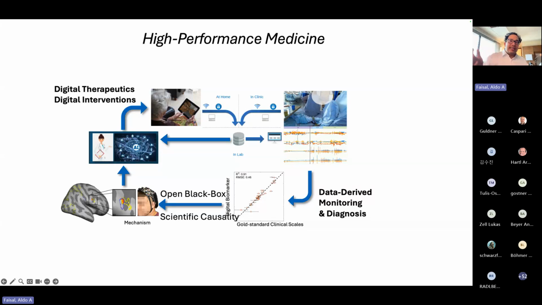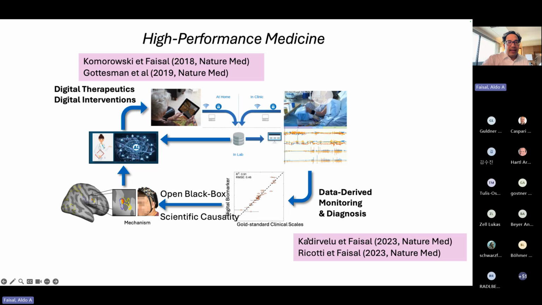And of course, the more data is digitized, the more operational data we have from hospitals, the more the system can learn. And so what we're now really starting to talk about is a loop that we call the high performance medicine loop, where you have AI systems that can provide next generation data-derived monitoring and diagnosis, give us higher precision, and we can talk about AI systems that can give better and more precise ways of intervening. And I've spoken specifically about these 4 papers that we published over the last few years.